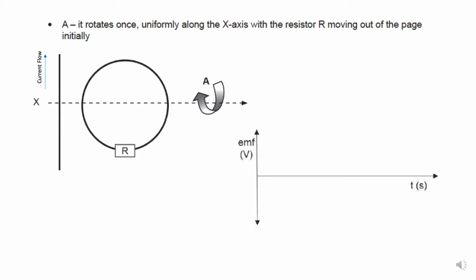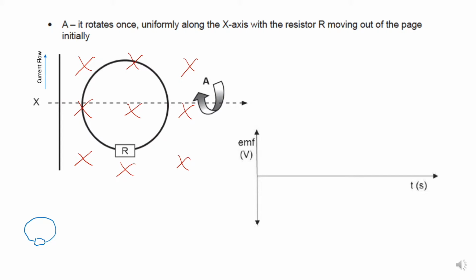In A, the loop rotates once, uniformly along the x-axis, that's the horizontal axis, with the resistor R moving out of the page initially. We remember that the magnetic field is into the page on the right-hand side of the conductor. So in the initial orientation, there is a maximum flux moving through the coil. As the coil goes through its rotation, we are going to follow the rotation in 90-degree intervals, and the initial orientation is like we have on the graph.